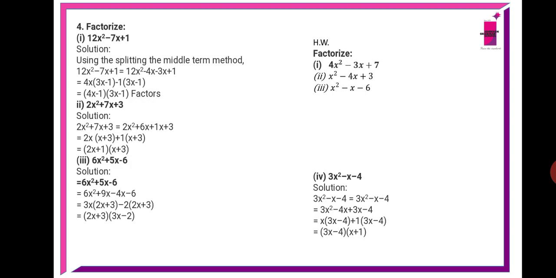You can go on factorizing the given questions, and even 3x square minus x minus 4, you can see 3 into minus 4 is minus 12. So minus 12, you can take 3 into minus 4, because 3 plus minus 4 will be minus 1. So if you take the first two terms x is common, and in the next two terms plus 1 is common. So you will get 3x minus 4 common in two terms. So 3x minus 4 into x plus 1.